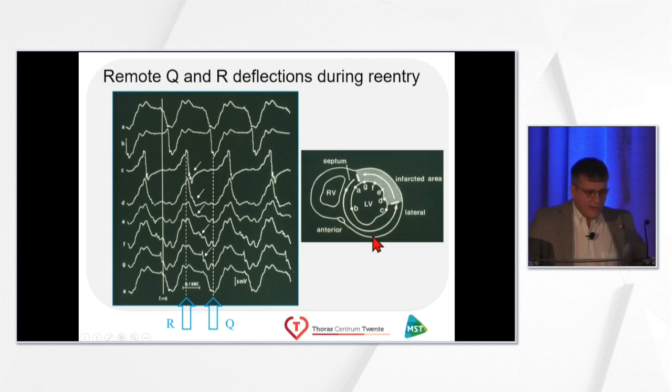Remote deflections are not always misery, and I brought this one along with me because I thought it was a nice example. It's an example of a mapping done in an explanted human heart in a patient with a huge anterior myocardial infarction, and a multi-electrode balloon was placed in the left ventricle and VT was induced, and we were able to track the entire circuit of the VT.